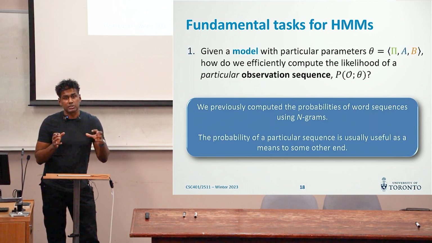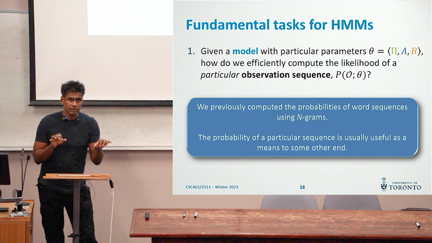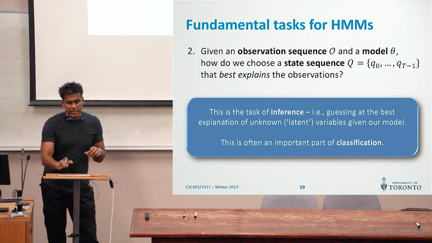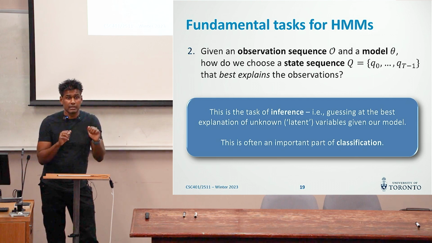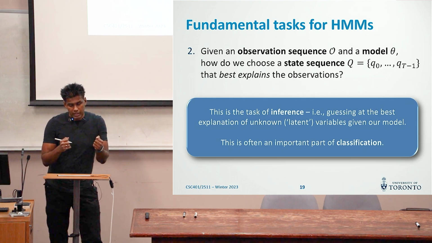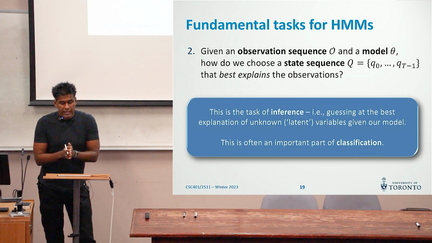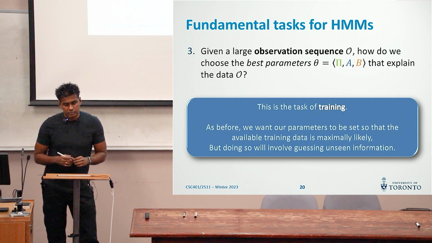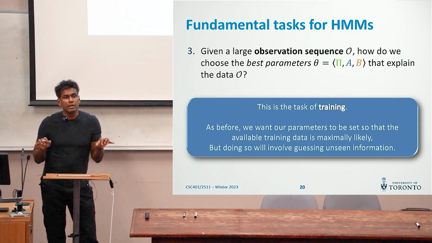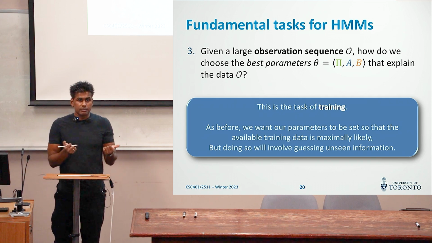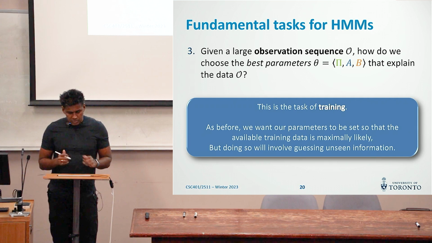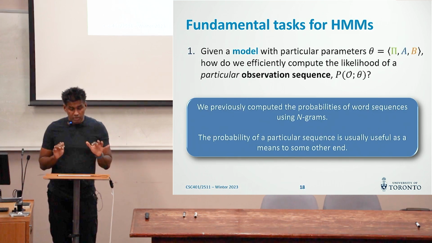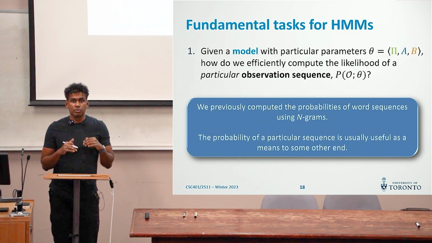So for the first task, we'll be looking at the forward-backward procedure in today's lecture. For the second task, finding the optimal state sequence, we'll be looking at a dynamic programming algorithm called the Viterbi algorithm. And for the third task, training, we'll be using a form of expectation maximization algorithm, specifically the Baum-Welch algorithm. So I want you to keep this at the back of your head: there are three tasks we need to solve.